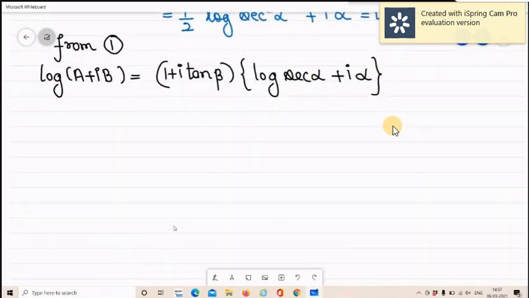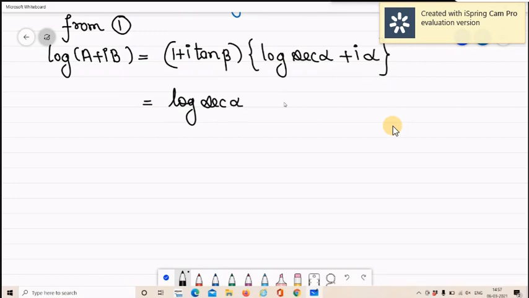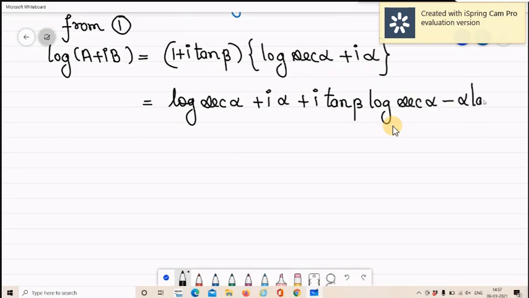Now open the bracket. Simplify the right hand side, because later on I have to take the exponential part of it. Okay, so let's start with that. When I open the bracket, I will get log of sec alpha plus i alpha plus i into tan beta log of sec alpha plus i square. Can I directly write it? Minus alpha into tan beta, because i square is minus 1.